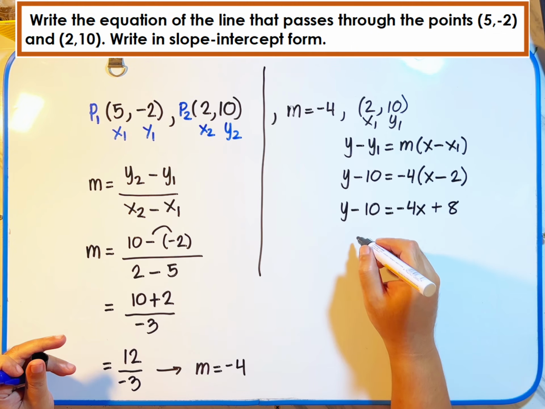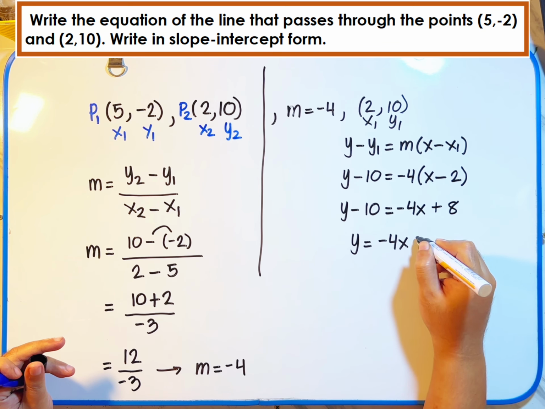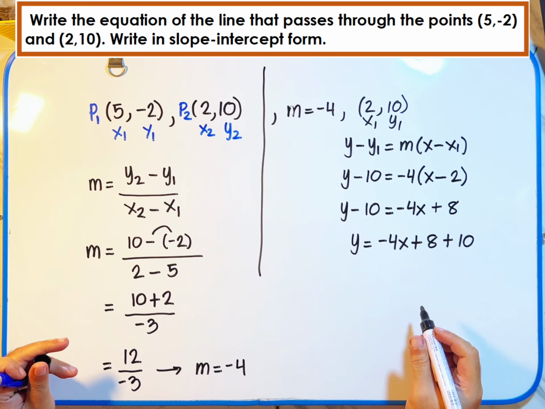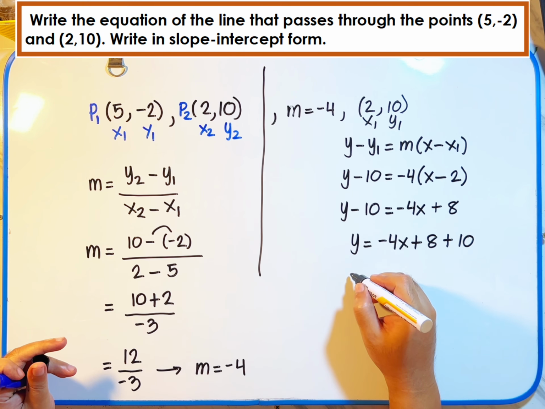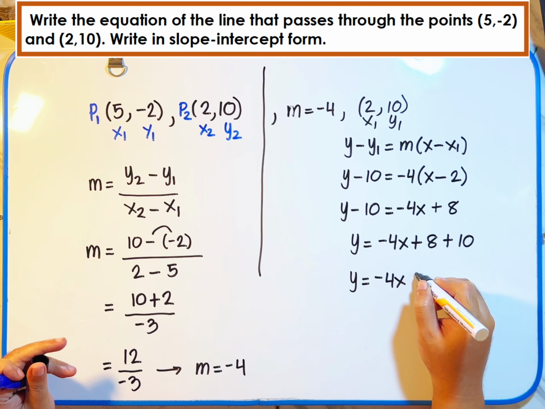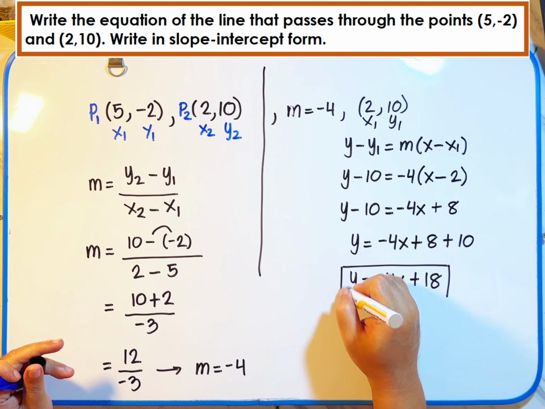Transpose negative 10 to the other side. We have y equals negative 4x plus 8 and then plus 10. And 8 plus 10 is 18. Therefore, we have y equals negative 4x plus 18. And this is the answer.